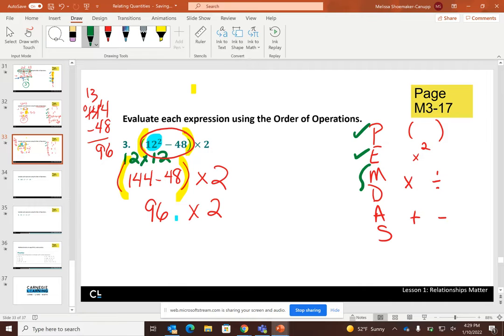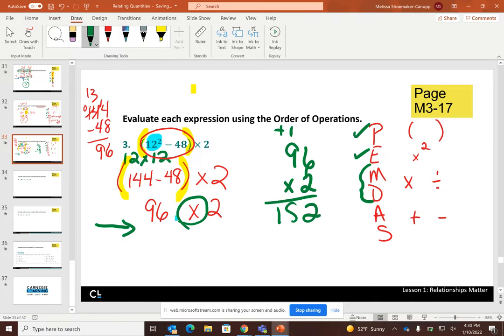Now I can look at multiplication and division left to right. So I'm starting the left and I'm going right. And I see all I have left to do is multiply. So I'm going to take 96 times 2. 6 times 2 is 12, carry the 1. 2 times 9 is 18, plus my 1. Oops, I forgot to add the 1. 9 times 2 is 18, plus 1 is 19. So your final answer should be 192.